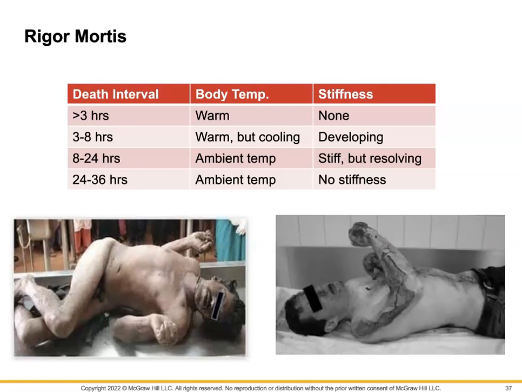Rigor mortis is often called the stiffness of death. Within a few hours after your heart stops beating, the ATP levels in your skeletal muscle are exhausted. You've used it all up. So the sarcoplasmic reticulum loses its ability to get the calcium from the sarcoplasm back into the sarcoplasmic reticulum because it requires calcium pumps. And a pump requires what? Energy. Exactly. So if we have no ATP, the calcium pumps cannot function.